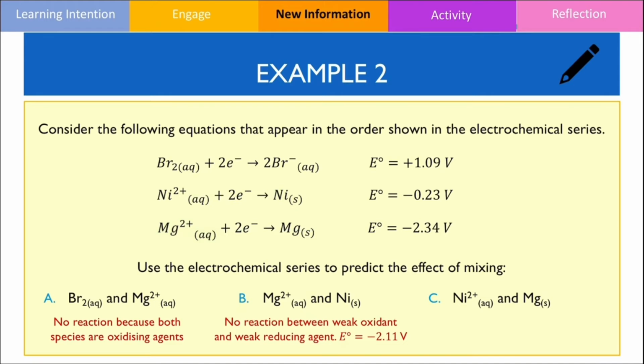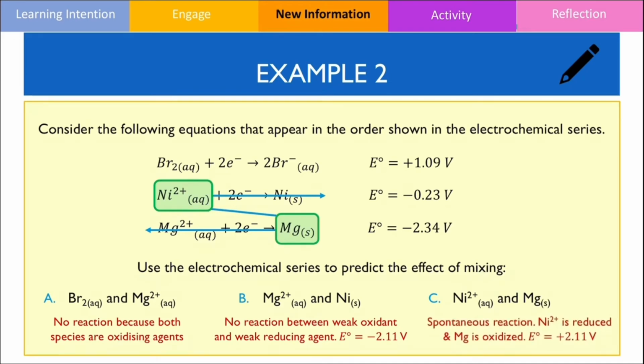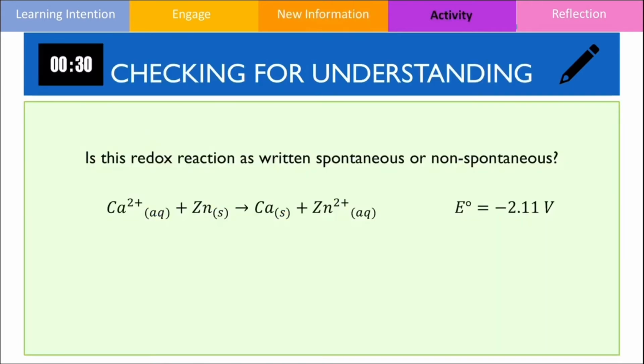For part C, we should expect a spontaneous redox reaction between nickel 2+ and magnesium metal since we can draw the backward Z shape. Furthermore, if we calculate the overall cell potential, we'll find that it is greater than 0 volts, thus proving that it does result in a spontaneous redox reaction. I would now like you to practice and check your understanding. Please pause this video now and then play again to check your answer.